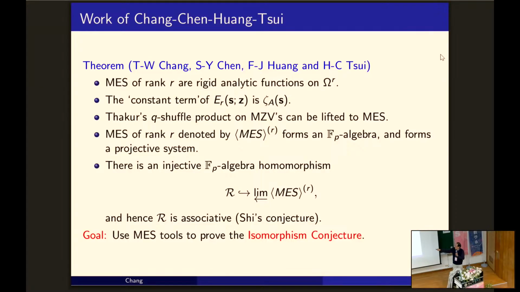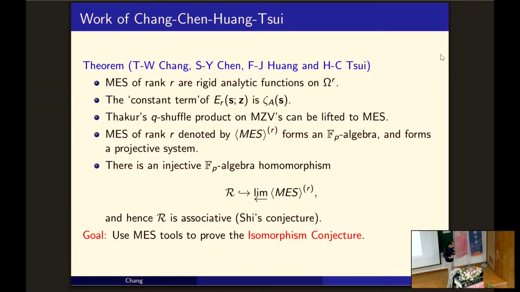And they compute the so-called T-expansion of the multiple Einstein series. And the constant term is just the multiple zeta value. And they show that the Takuma shuffle product is lifted to a relation among functions of the multiple Einstein series. And one crucial tool is that they use multiple Einstein series of rank R, denoted by MES bracket R. They show that this is an FP algebra, and they form a projective system when R varies.